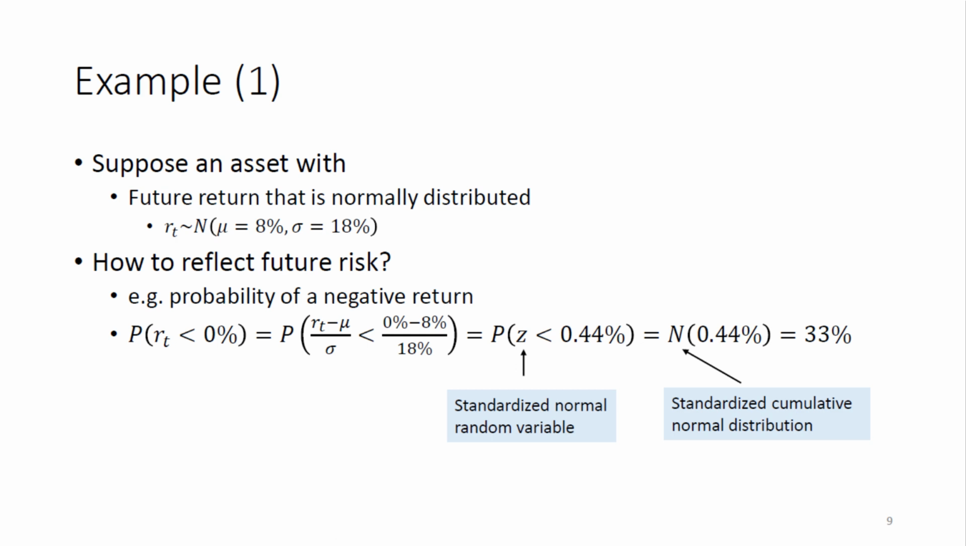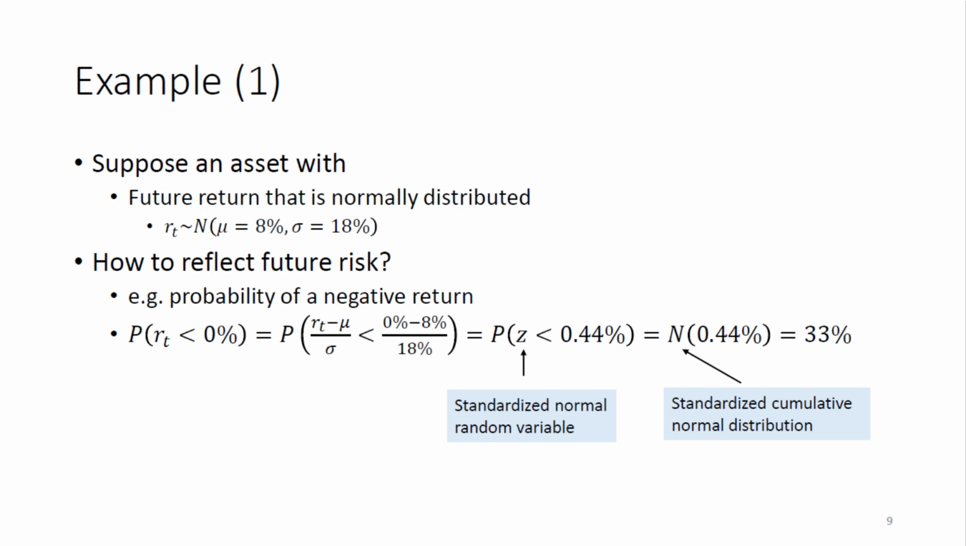First of all, you could say, given that I know these parameters, the mean of 8% and the standard deviation of 18%, could I determine what the probability is of a negative return? The answer is yes. So I look at the probability that the return is smaller than 0%. This return is a non-standardized normal distribution, so I'm going to transform it into a standardized normal distribution. You do that by demeaning the variable and dividing by the volatility. So that's R_T minus the mean mu, divided by sigma.